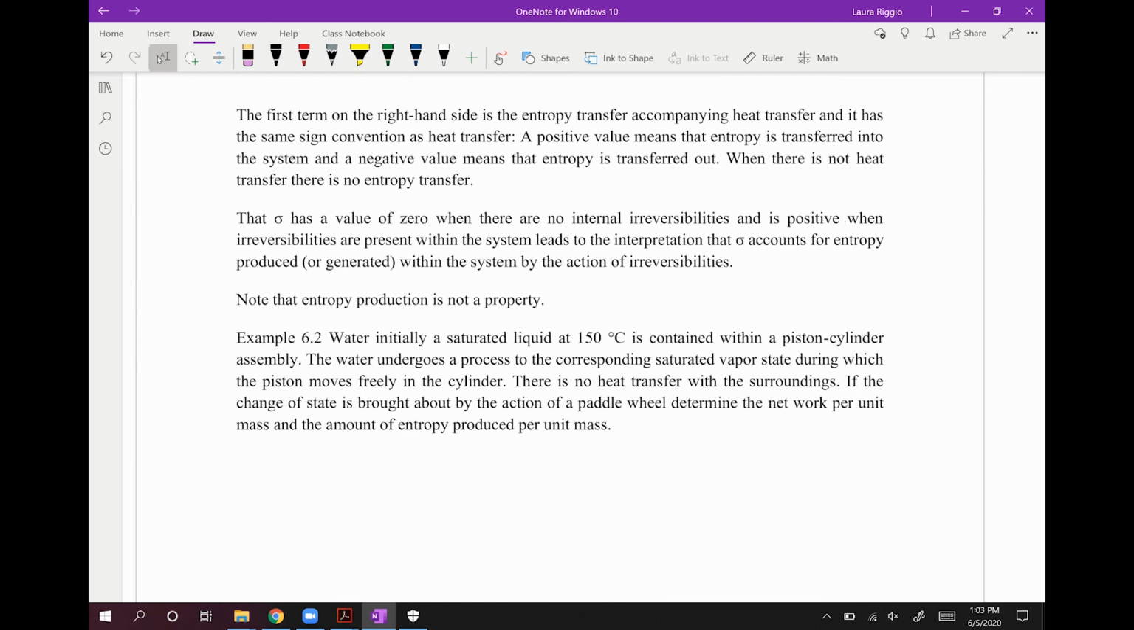Sigma having a value of 0 means there's no internal irreversibilities, and it's positive when there's irreversibilities present. This leads to the interpretation that sigma accounts for entropy produced or generated within the system. Again, I want to note that entropy production is not a property.